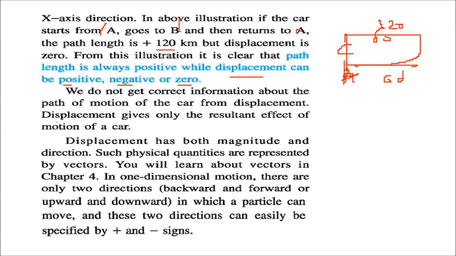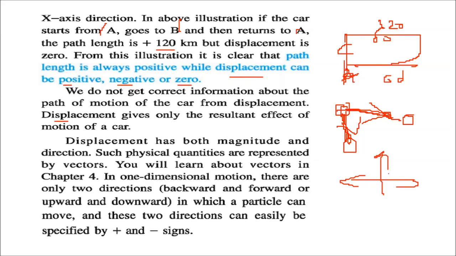So displacement is just the resultant effect of the motion of the car from where it started to where it ended. Displacement has both magnitude and direction. If you landed here, this is the magnitude, but this is the direction. These directions are represented by vectors. We'll learn about these vectors shortly. So in one dimensional motion, there are only two directions. It can be either this way or that way: backward, forward, upwards, downwards, in which the particle can move. If we take this as plus, we have to take this as minus, and vice versa.